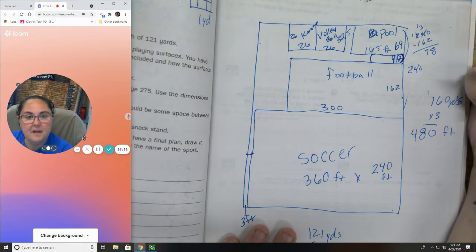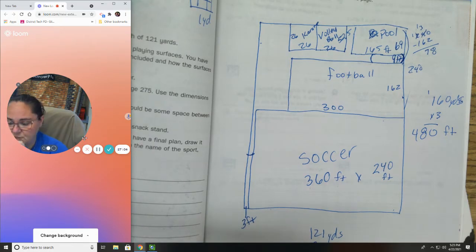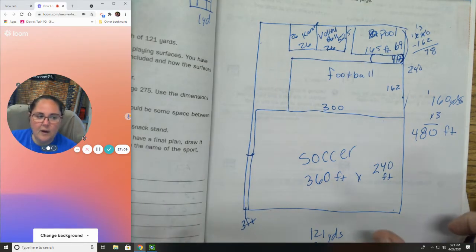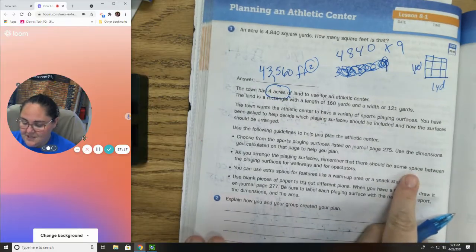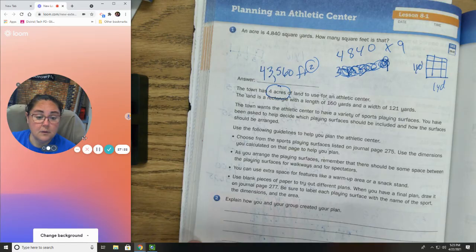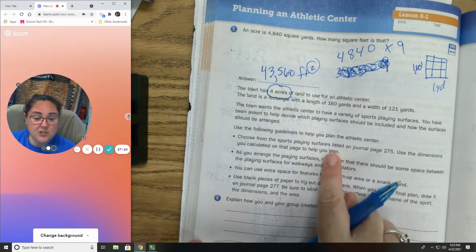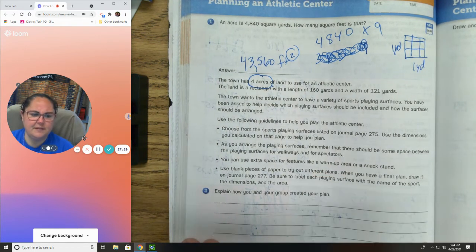Think about how much space is still left. Could we fit some more things in there? Absolutely. Is this something that you would use in real life? Sure. Planning our aquatic center, we want to make sure that we use as much space as possible, but we should still have some space between for walking areas, which we do. We could use extra space for warm-ups, absolutely, or maybe a snack stand, perfect.